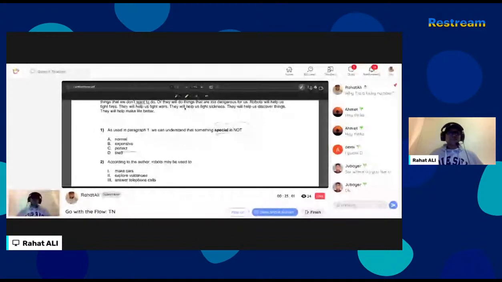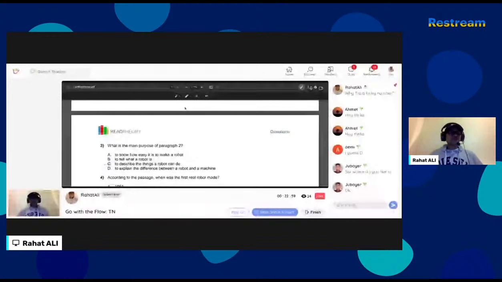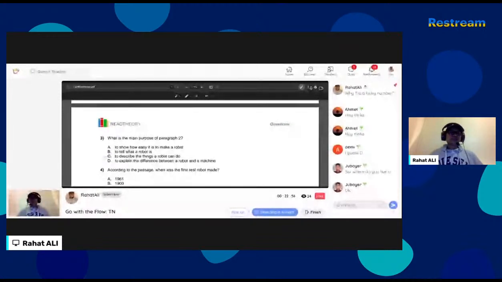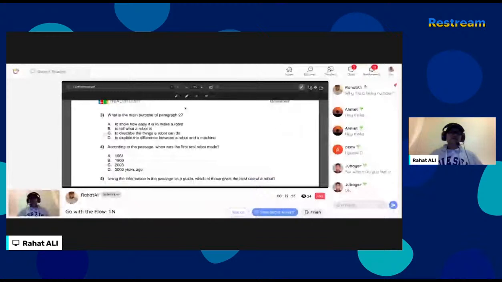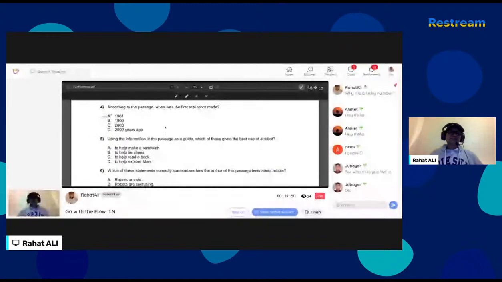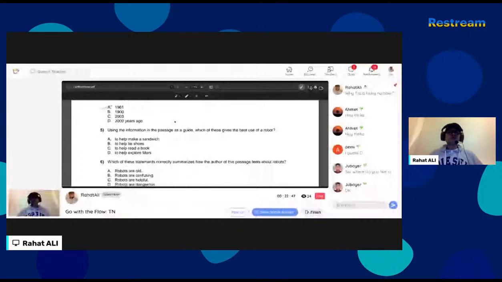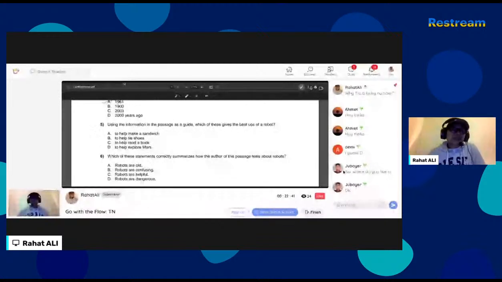Okay, so number 3 is C, to describe the things robots can do. Number 4 is 1961. Number 5, using the information in the passage as a guide, which of these gives the views of a robot? To help make a sandwich, to help tie shoes, to help read a book, to help explore Mars. According to the passage, because robots can do many things, which one do you think would be the application in this case, guys? Number 5, you have to just think of it, then you can share your answer.